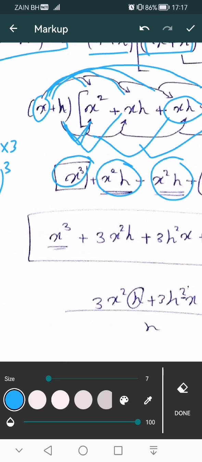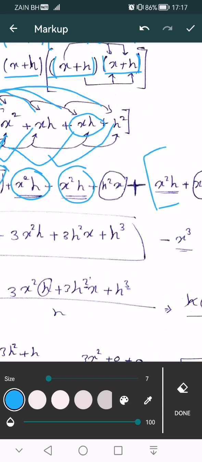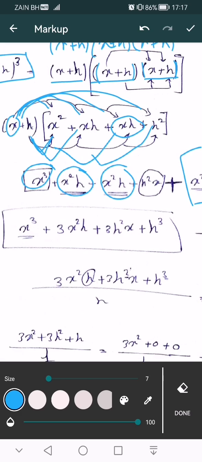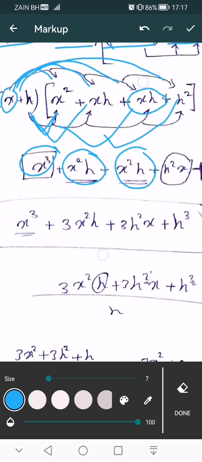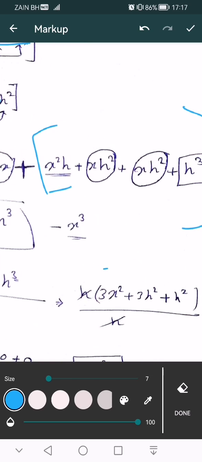That means h by x will be h square. h by x square will be x h square, and same thing if I do h by xh, it will be x h square, and so on.